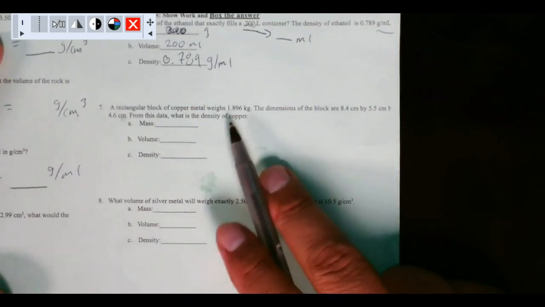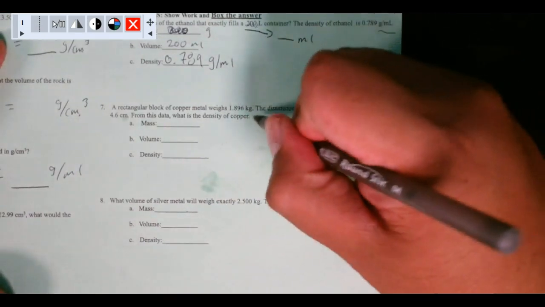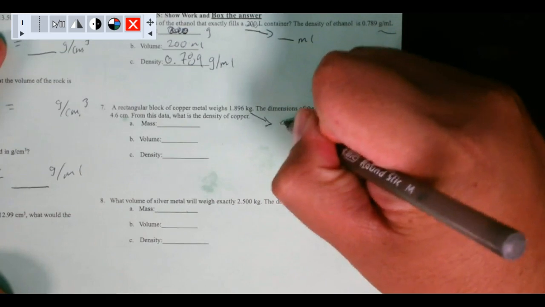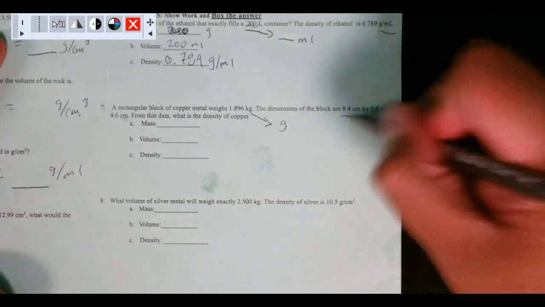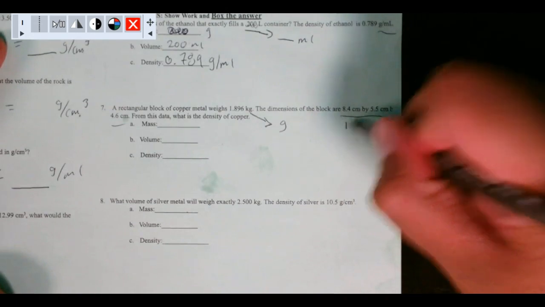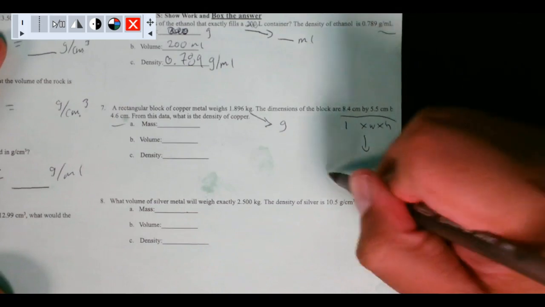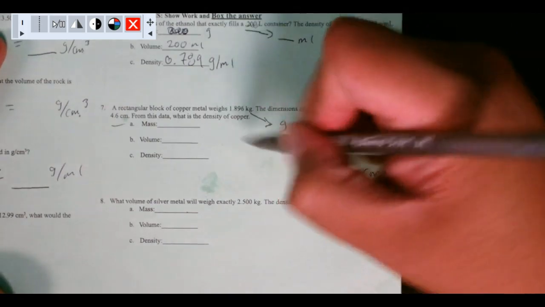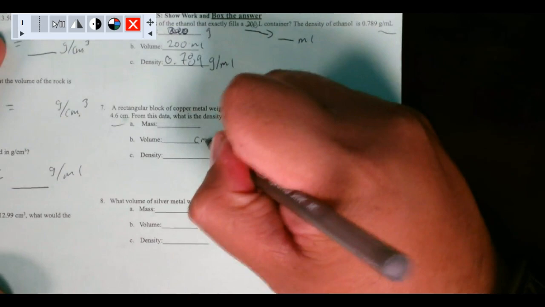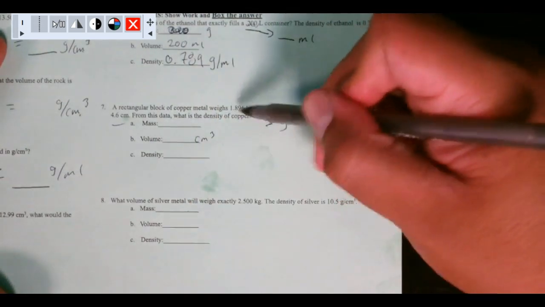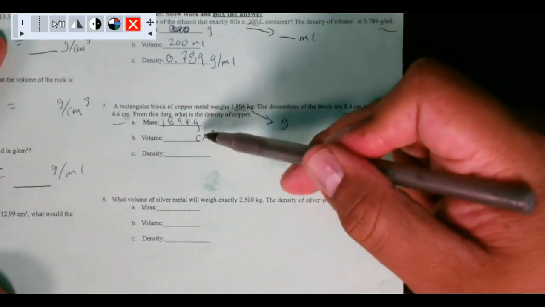All right, what about this one? Rectangular block, and so on. This needs to get converted over into grams. This is a volume problem, so this is length times width times height, and that will give you cm cubed, which will go here. Moving over 3 spaces, 1, 2, 3, that's 1,896 grams, and then it's just this divided by the volume that gives you the density.